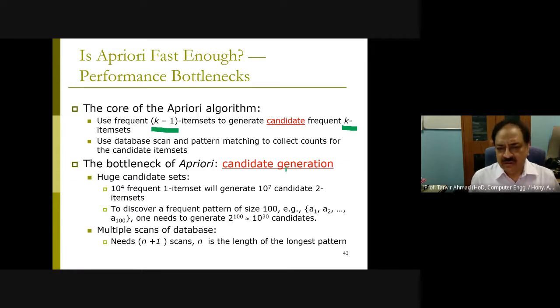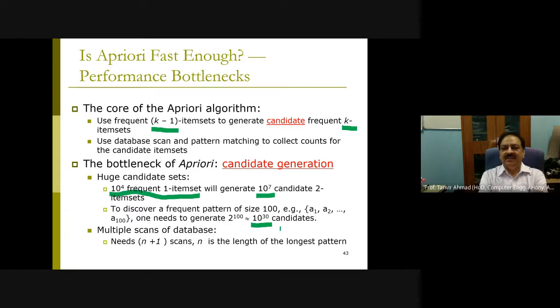Now the problem that arises is that if I have 10 to the power 4 frequent one item sets, it will generate 10 to the power 7 candidates with 2 item sets. Now, to discover a frequent pattern of size 100, for example A1, A2, A3 to A100, you have to generate around 10 to the power 30 candidates.